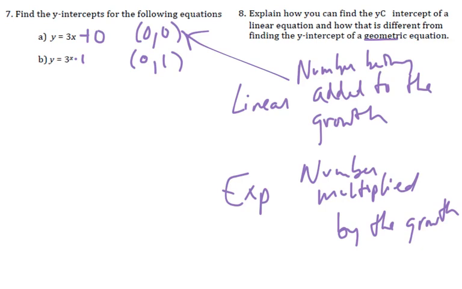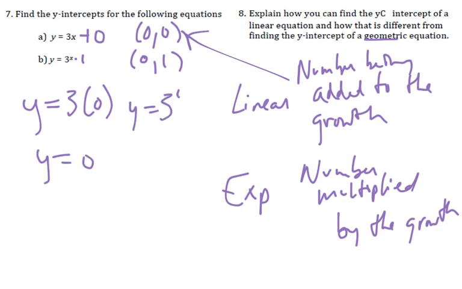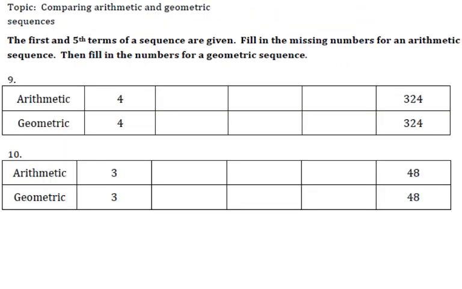And you could easily find them just by plugging in 0 for x too. You know, that's another way. y equals 3 times 0. y would equal 0. y equals 3 to the 0. And if you didn't know, anything to the 0 power is actually 1. So that's a second way you could find it as well. So either one of those would work.